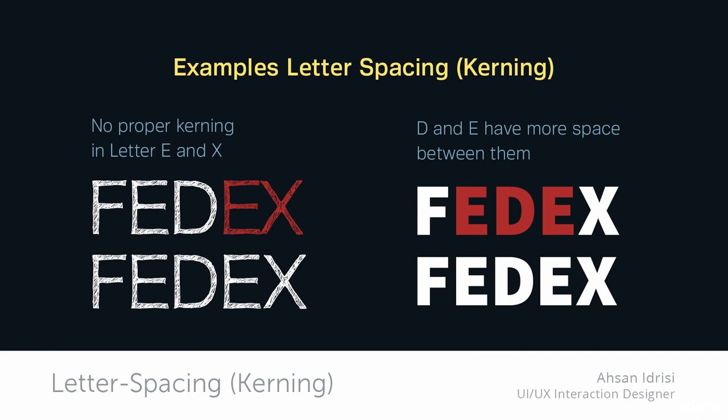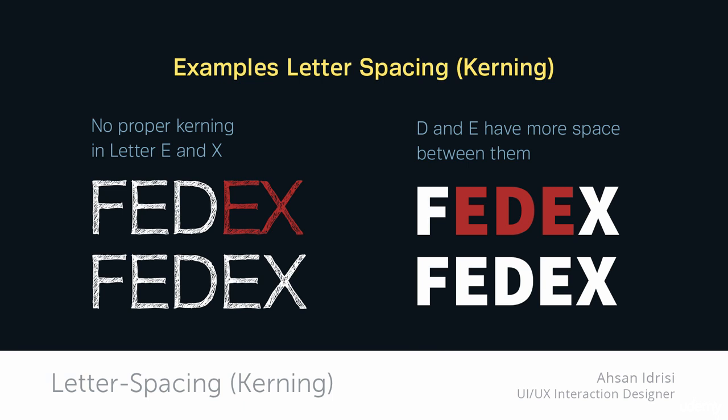I'm going to show you the bad example and the fixed one. So here we have written FedEx in two different fonts. In the left one, you can see the E and X are very close to each other. I have not changed any spacing or letter spacing. It is the font's default. In the bottom, you can see I have adjusted the space between E and X. So kerning is basically the space between two separate letters, and I have fixed the kerning between E and X.